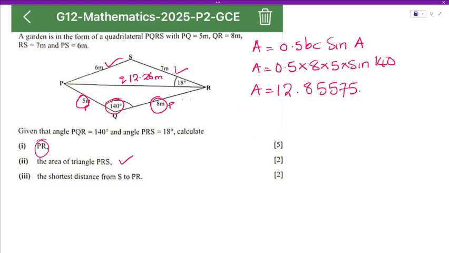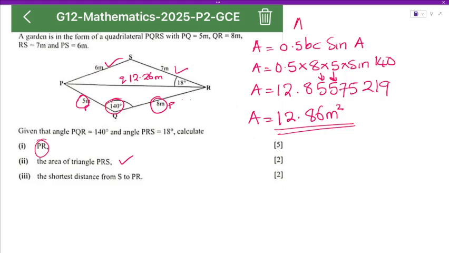12.85575219. Let me check if what I punched is correct. 0.5 times 8 times 5 times sine 140. Okay, that is correct. Now we say area is going to be equal to 12.8. This 5 will round this one upwards, it becomes a 6. Using meters, so we're going to say meters squared since this is area.